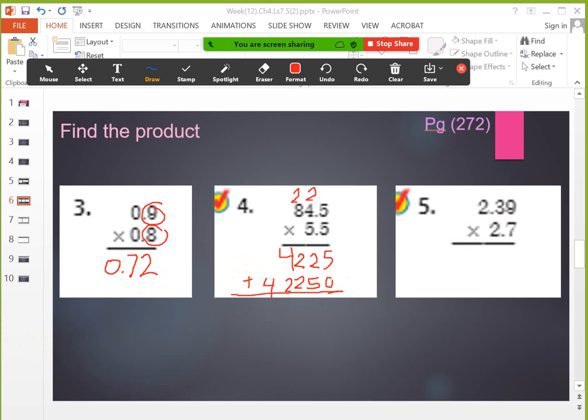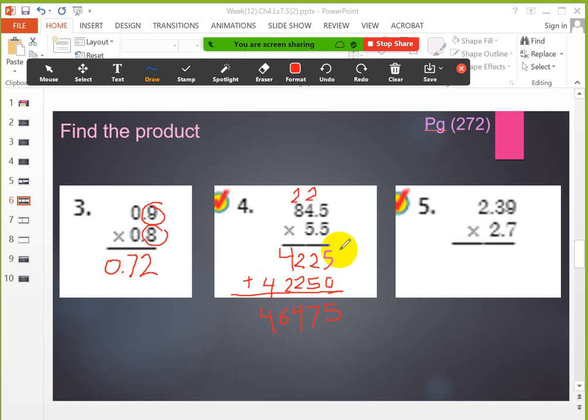Yes, Wajid, open your mic. Yes, teacher. 5 plus 0 equals? 5. Very good. 2 plus 5 equals? 7. Very good. 2 plus 2 equals? 4. 4 plus 2? 6. And this 4 I will put it here.